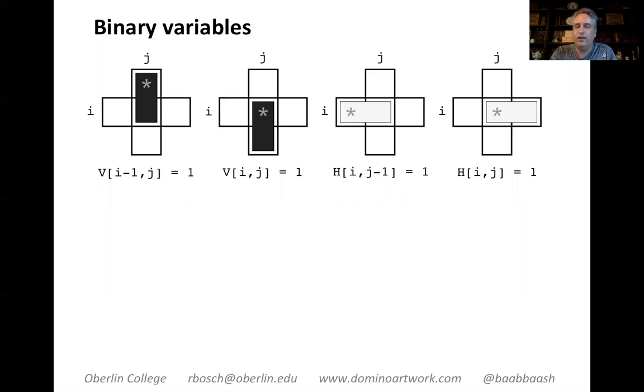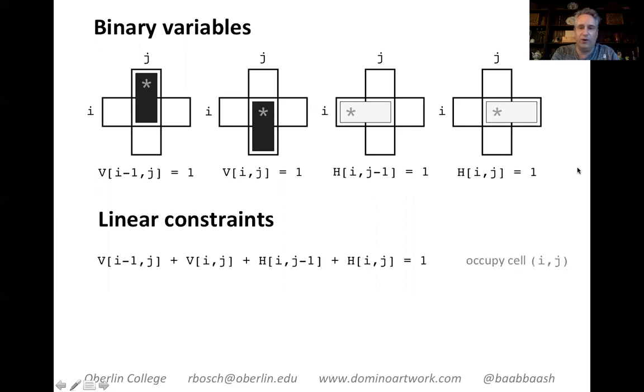Hij is going to be 1 if we place a horizontal domino, a white domino, horizontally with its leftmost square covering square ij of the board. Now, these are the 4 ways that cell ij can end up being covered. There's 2 ways it could be covered vertically. There's 2 ways it could be covered horizontally. Precisely one of those 4 ways has to be used for every single square of the board. So we need these linear equations. For each cell ij, we need the sum of these four things to be 1.